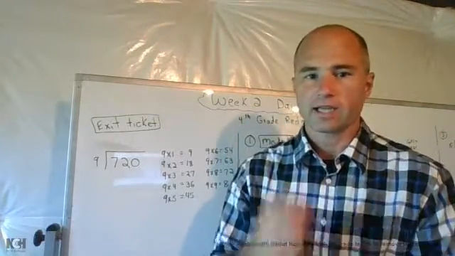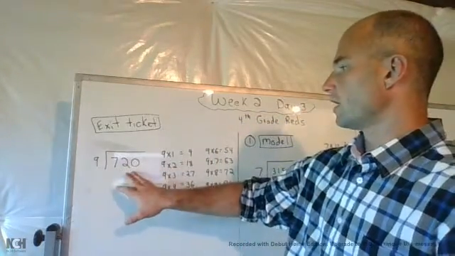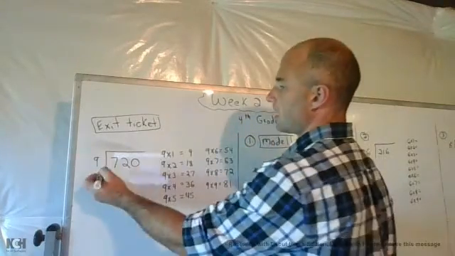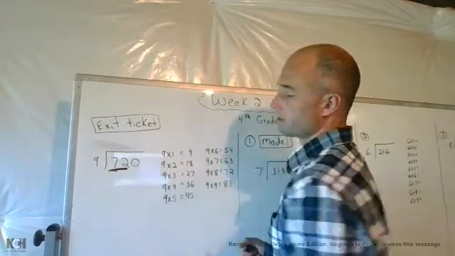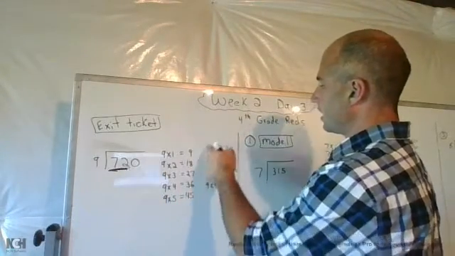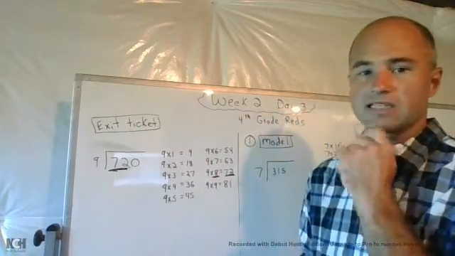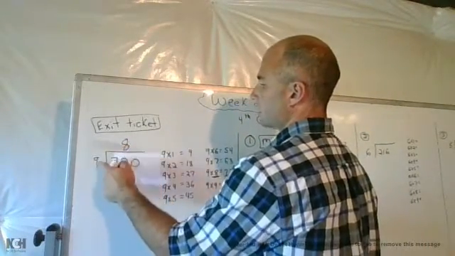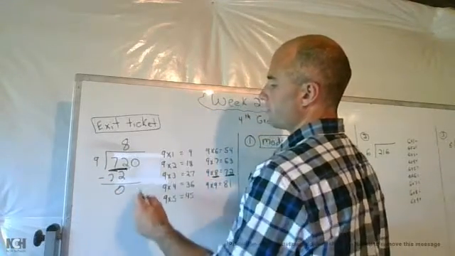So let's get started with day 2's exit ticket, which was 720 divided by 9. We need to figure out, can 9 go into 7? No. Can 9 go into 72? Yes. How many times? Well, I did my 9 times tables already, and I see, oh, there it is, 72. So 9 goes into 72 8 times. Exactly. 8 times 9 equals 72, which gives you nothing left over.